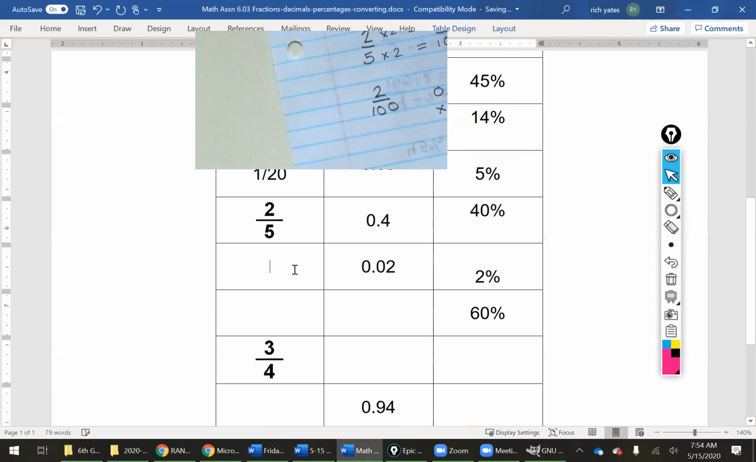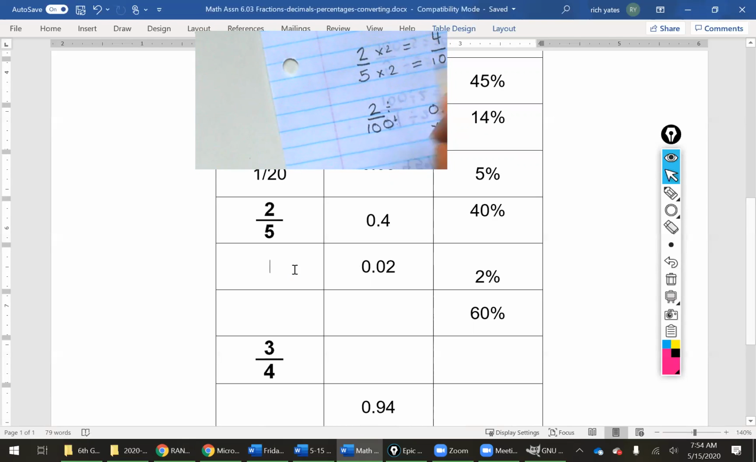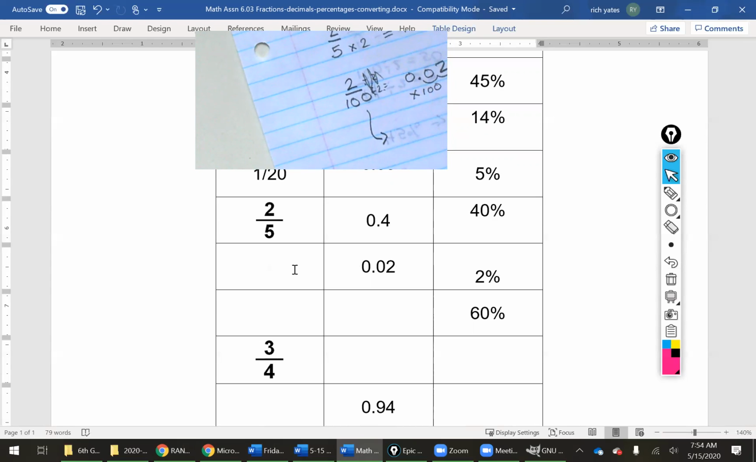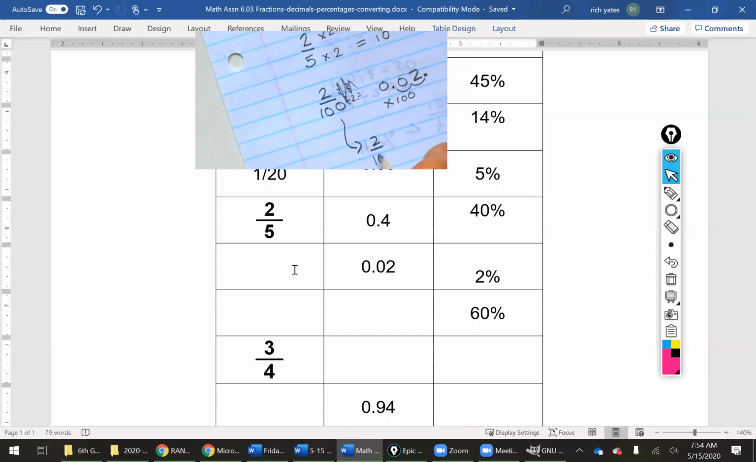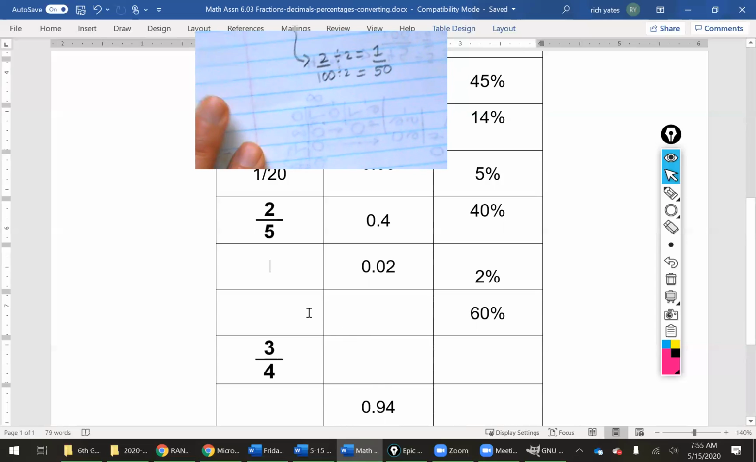Next thing I'll do is go back to that fraction, 2 over 100, and I can divide that by 2. Let me try that over down here. When I divide 2 over 100 by 2 on the top and 2 on the bottom, I end up with 1 over 50, and that's my simplified fraction. And that's what I want to write here, 1 over 50. That's a little small, so I'll zoom it up a little bit.